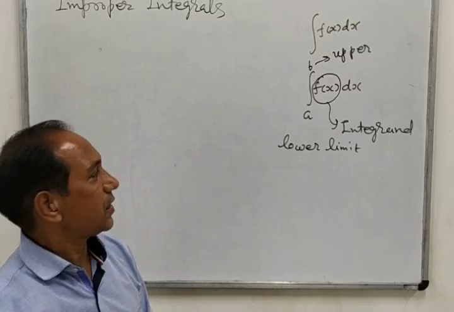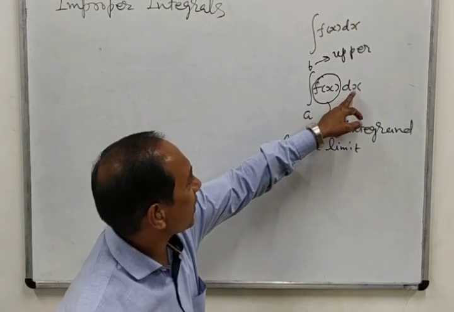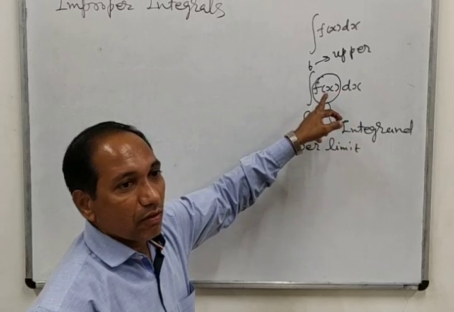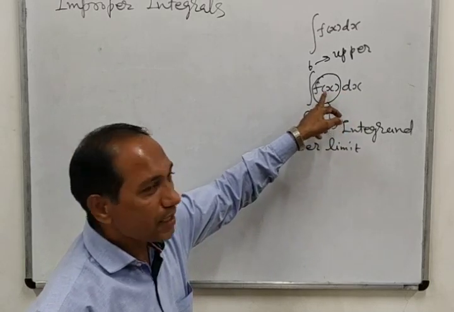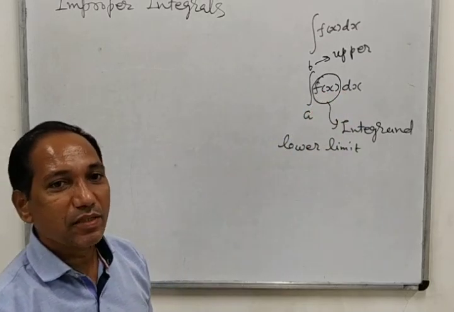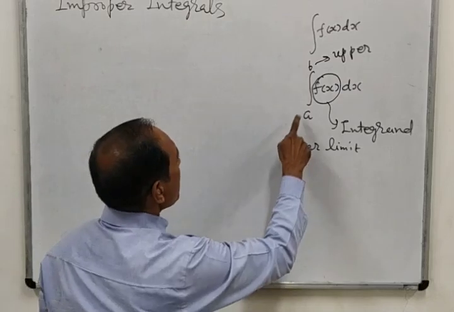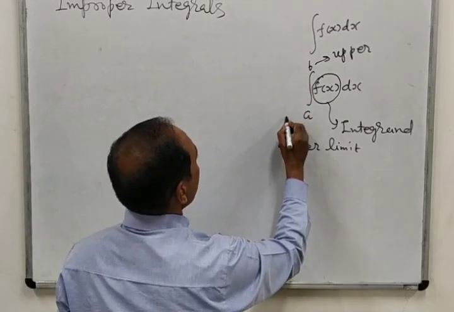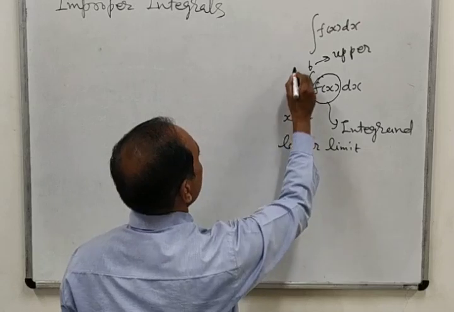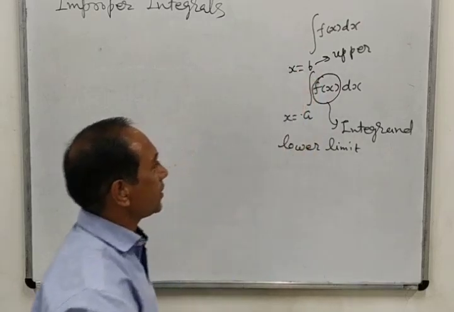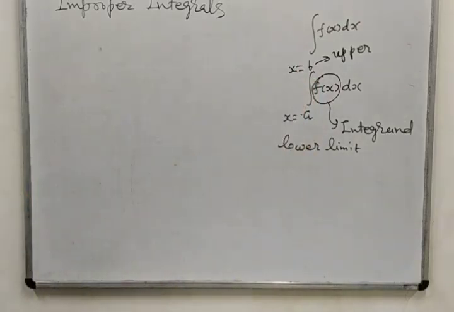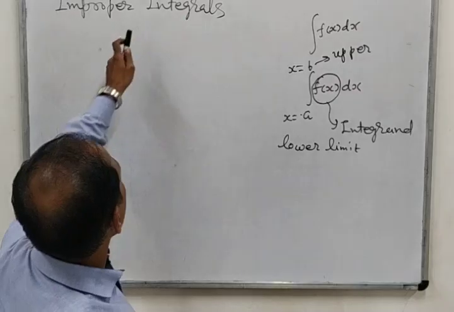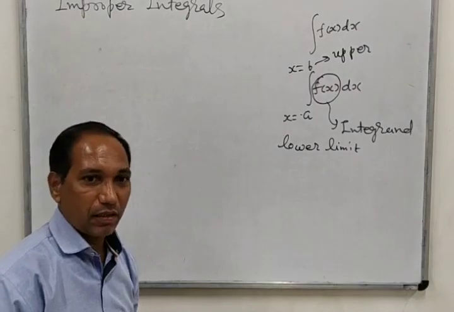With respect to x. That means when we are integrating with respect to x, all the quantities other than x will be considered as constants. And a and b are what? They are nothing but the values of x. Actually these are nothing but x equal to a to x equal to b. So this kind of integration you have seen at your school level. So these integrations are called integrals.